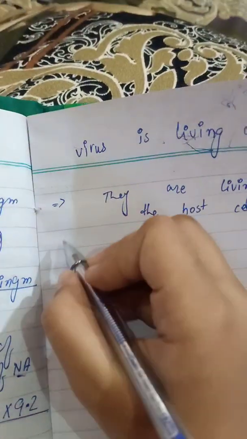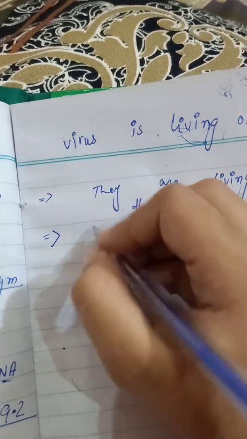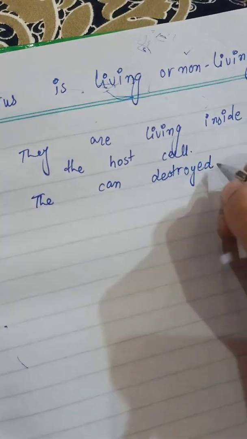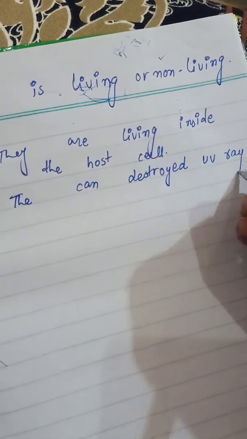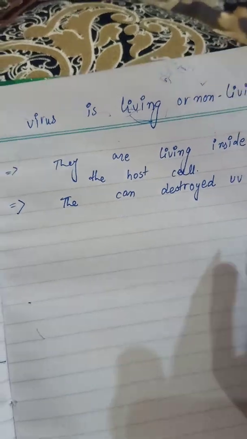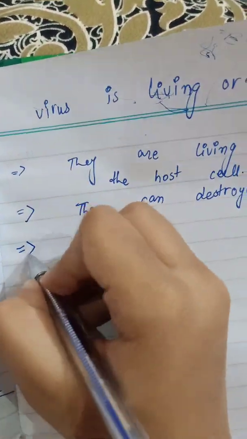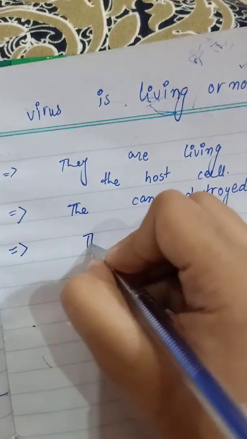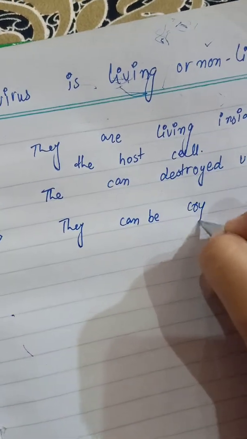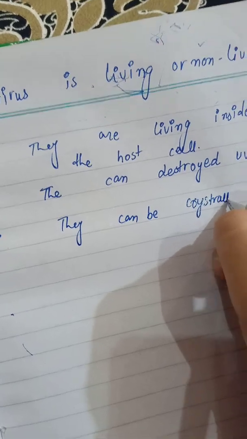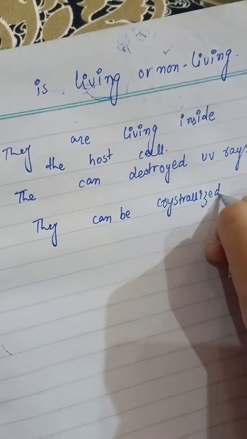So the second point is that they can be destroyed through UV rays. We can destroy the virus through the ultraviolet rays. The next point is that they can be crystallized in a bottle.